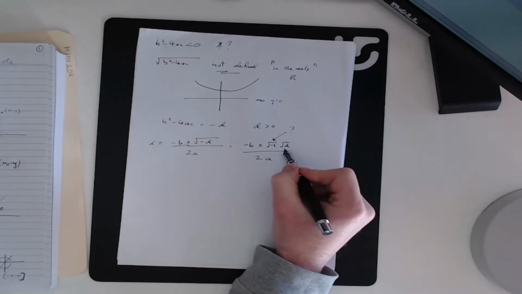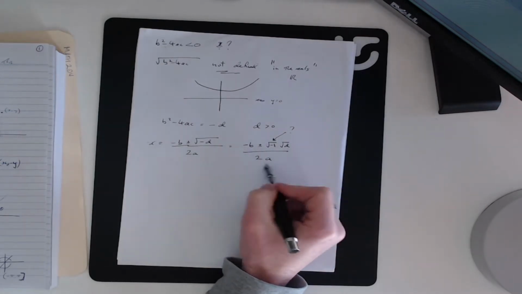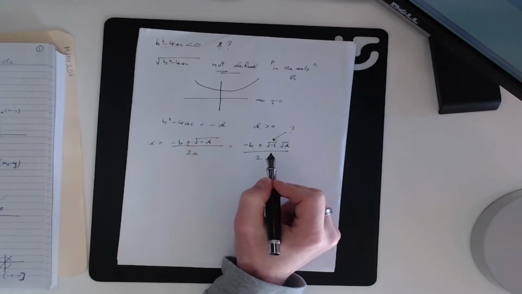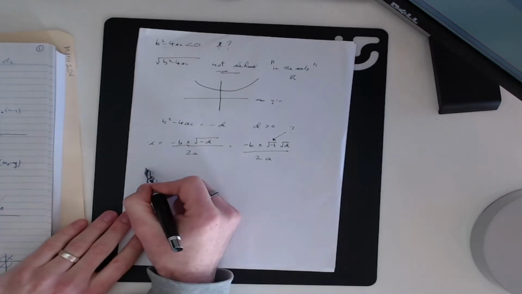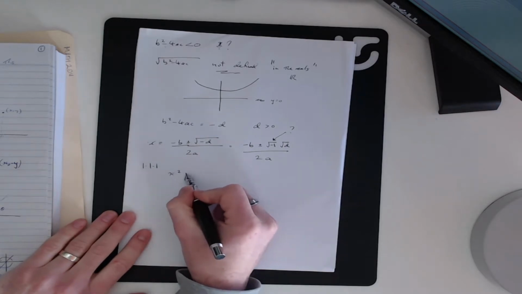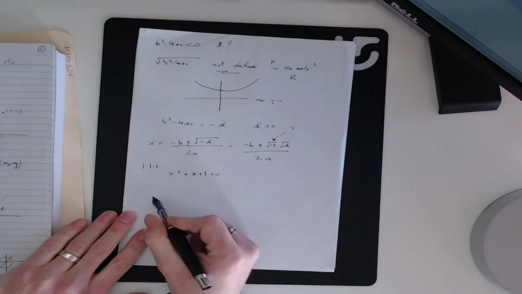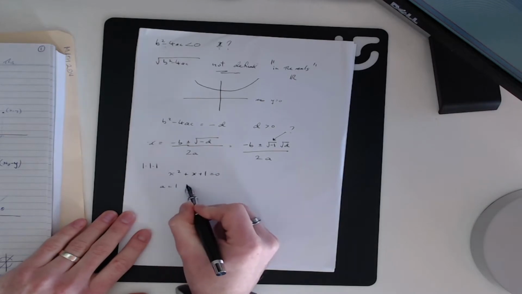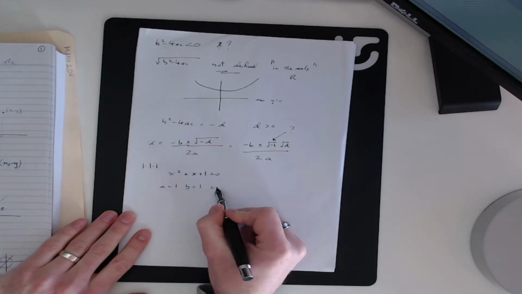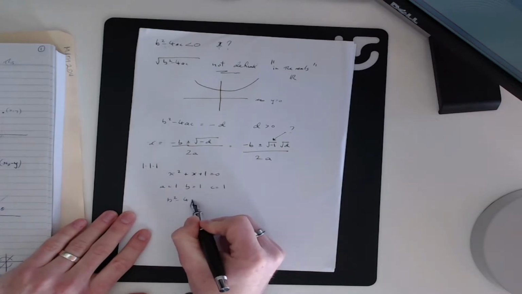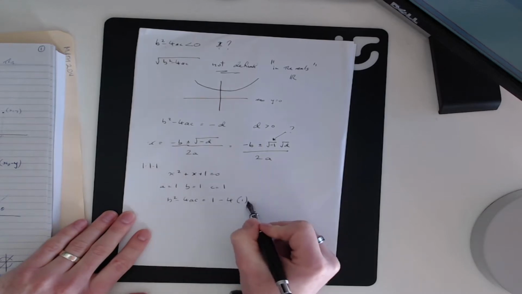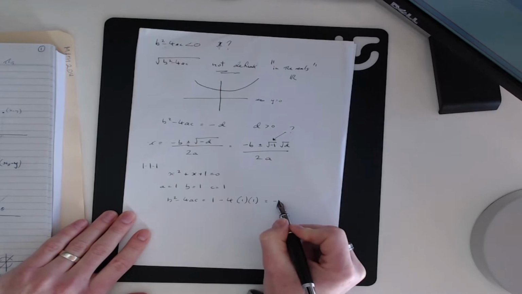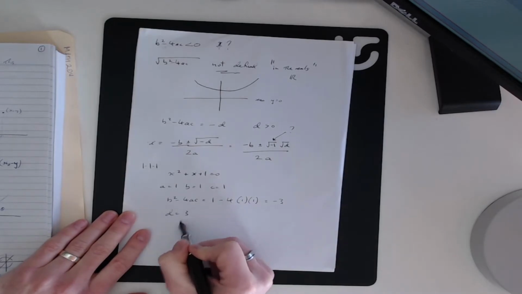We know what square root of d is, because d is positive, and we know what b and a are, but we don't know what square root of minus 1 is. Okay, so an example. In the notes, this is example 1.1. x squared plus x plus 1 equals 0. So here a equals 1, b equals 1, and c equals 1. So b squared minus 4ac is equal to 1 minus 4 times 1 times 1, which is equal to minus 3. So d is equal to 3.